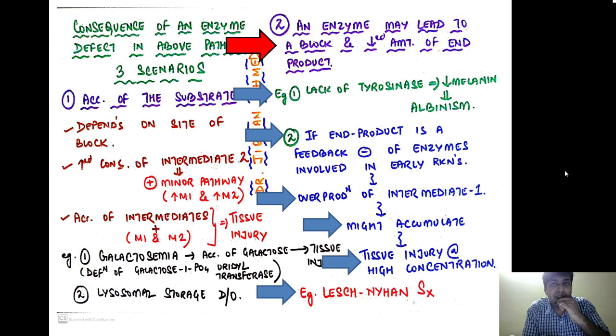So remember, whenever the enzyme catalyzing the final step of the formation of the end product is not there, two things can happen. Number 1, there will be decreased formation of end product and there will be a disease because of that. For example, albinism, where there is a lack of tyrosinase, there is a reduced amount of melanin. And second, whenever the end product is not there, there is no feedback inhibition of enzyme number 1, and as a result there will be overproduction of intermediate number 1, which might accumulate and cause tissue injury. The best example for this is Lesch-Nyhan syndrome.